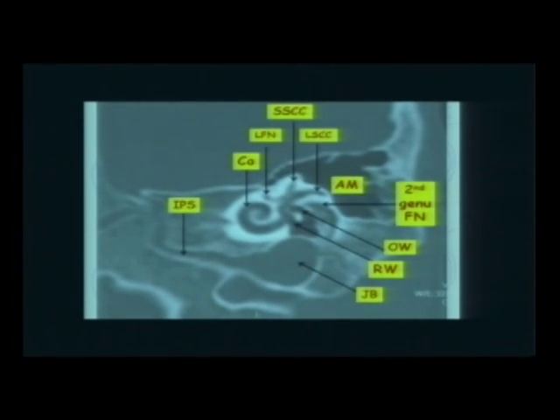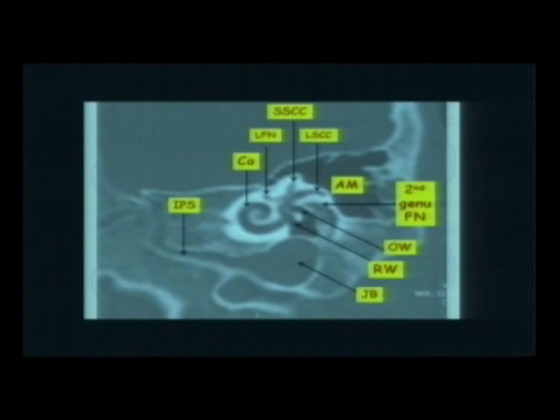This is the cochlea right here. This is the jugular bulb. And this is the inferior petrosal sinus on its way to the cavernous sinus. This is the facial nerve between the cochlea and the superior semicircular canal. This is the vestibule. This is the superior semicircular canal. This is the lateral semicircular canal. This is the second genu of the facial nerve. This is the oval window here and the round window right there.